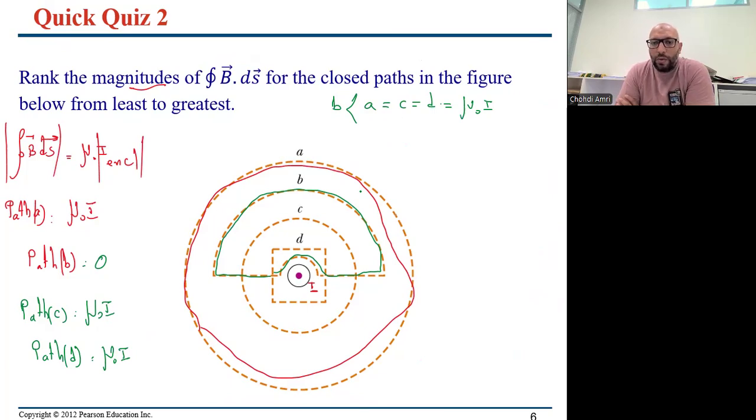So what we can conclude from this example is that whatever the shape of the path, whether circle, square, or irregular shape, if the path is enclosing the same current, the line integral of B dot ds would be the same, regardless of the shape of the path. Good.